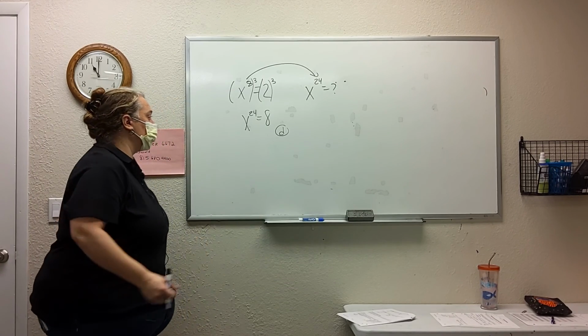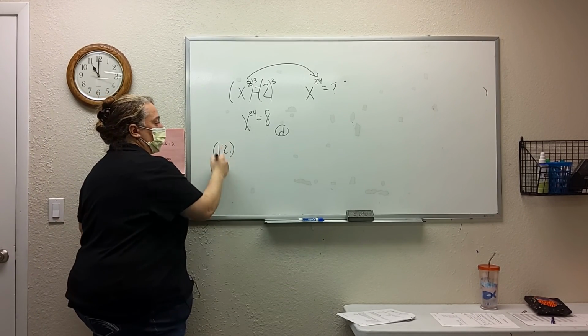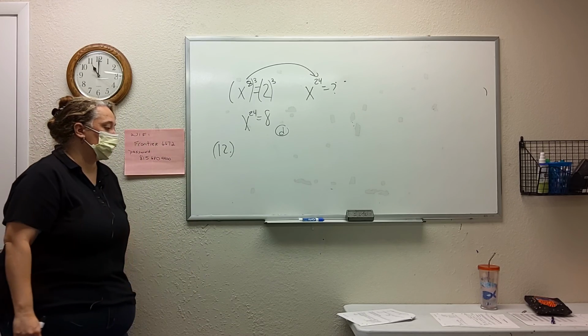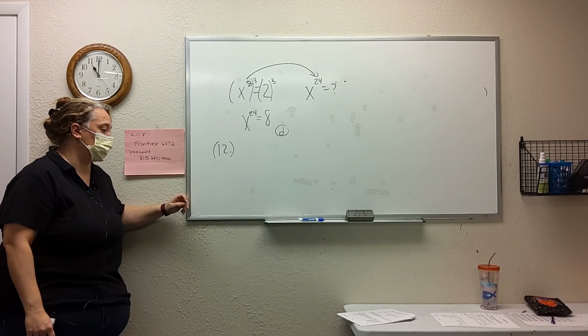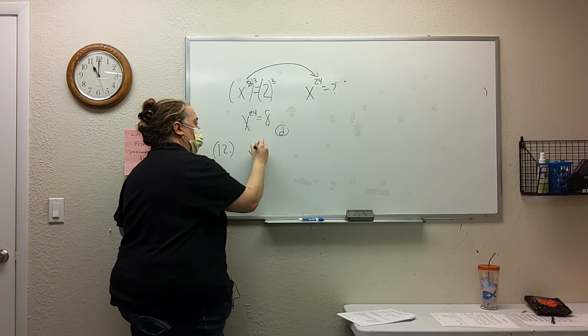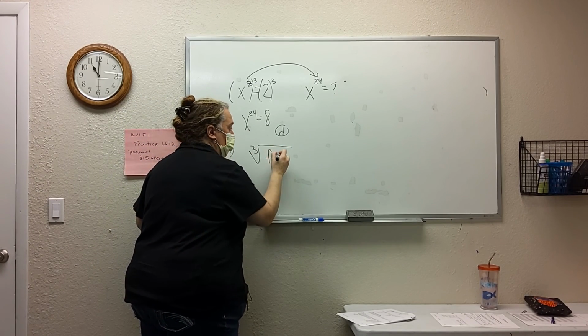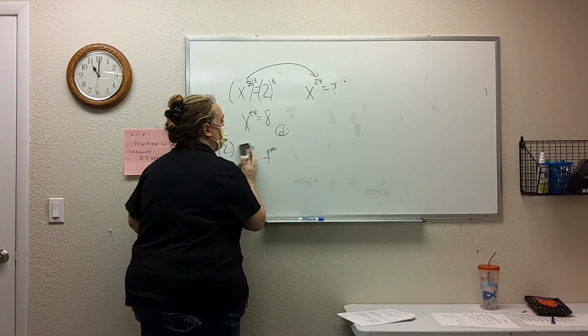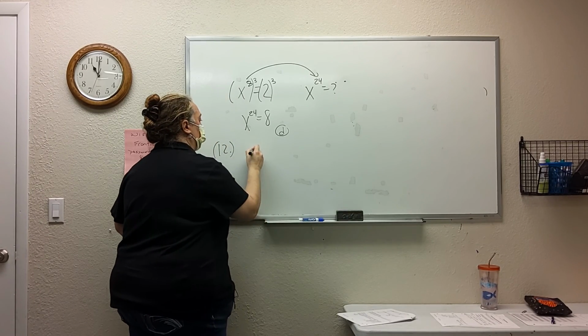All right, last one, number 12. Which of the following is an equivalent form of this cubed root? Oh Lord, let's try that again. That was a fail.